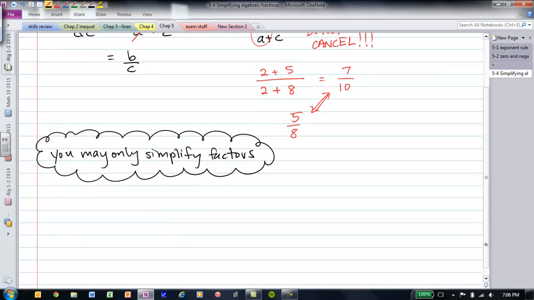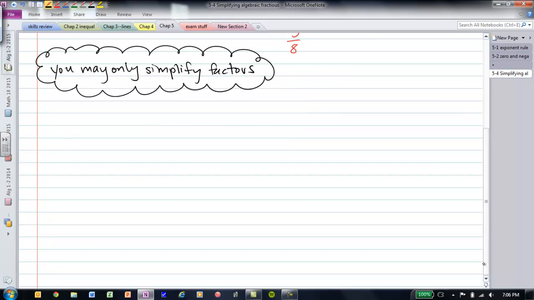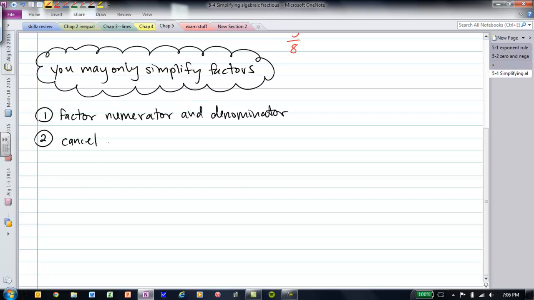Okay, so let's start looking at the steps that we'll use in order to simplify these problems. So the first thing we're going to do is we're going to factor both the numerator and the denominator. Then we're going to cancel out any common factors. So the directions are pretty simple. The steps you take are pretty simple. It's just a matter of remembering how to factor.